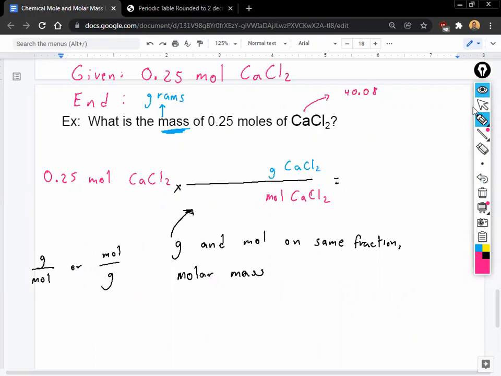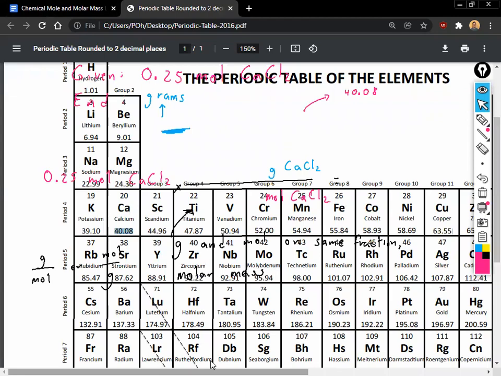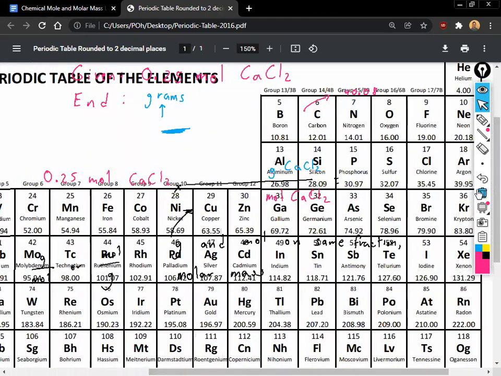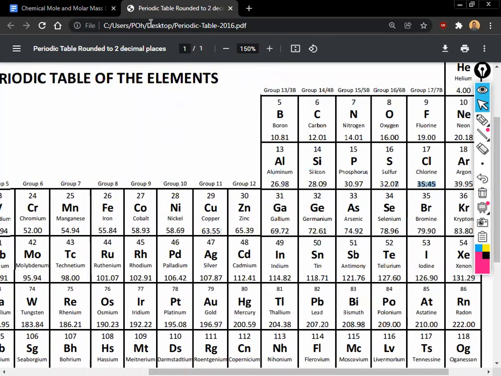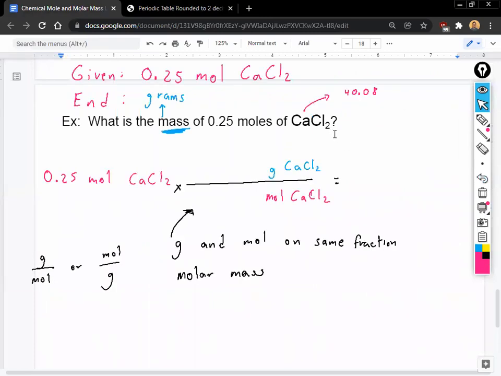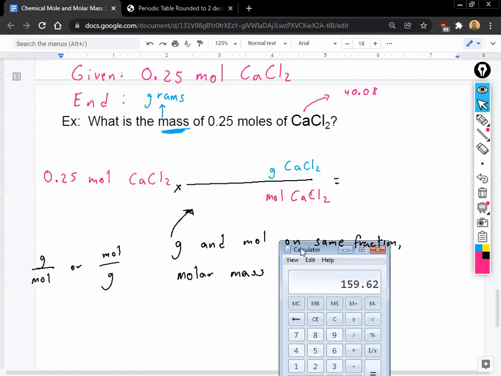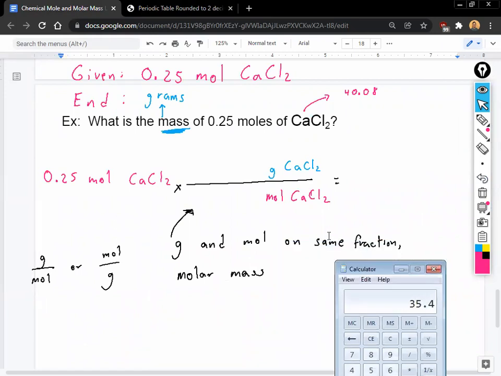Now we have chlorine. So we're going to look at chlorine on the periodic table. What's the molar mass of chlorine? 35.45. Yeah, 35.45. However, how many chlorines do I have? 2. So what we have to do is we need to take the molar mass of chlorine, 35.45, and multiply it by 2. And that's going to give us 70.9. Good.